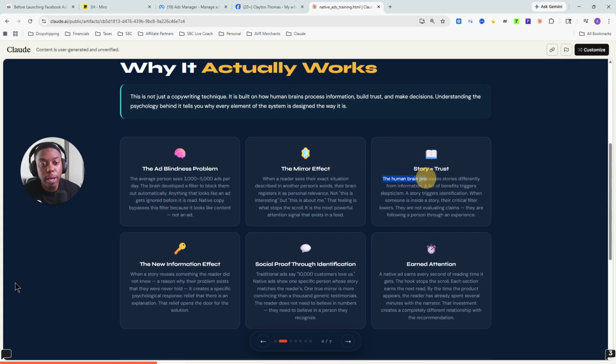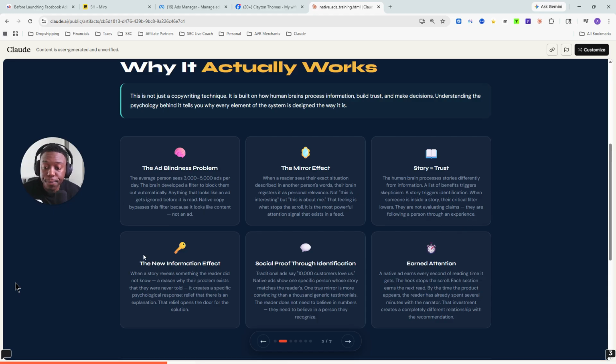Storytelling equals trust. The human brain processes stories differently from information. A list of benefits triggers skepticism, right? If I'm saying this is the best blue light glasses in the world because it has this feature and that feature, it's going to trigger skepticism. A story triggers identification. When someone is inside a story, their critical filter lowers. They're not evaluating claims. They're following a person through an experience. And that's what we're trying to sell.